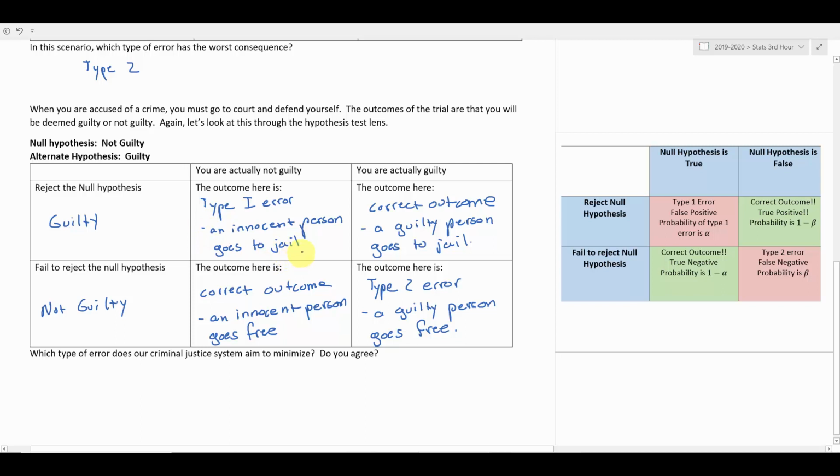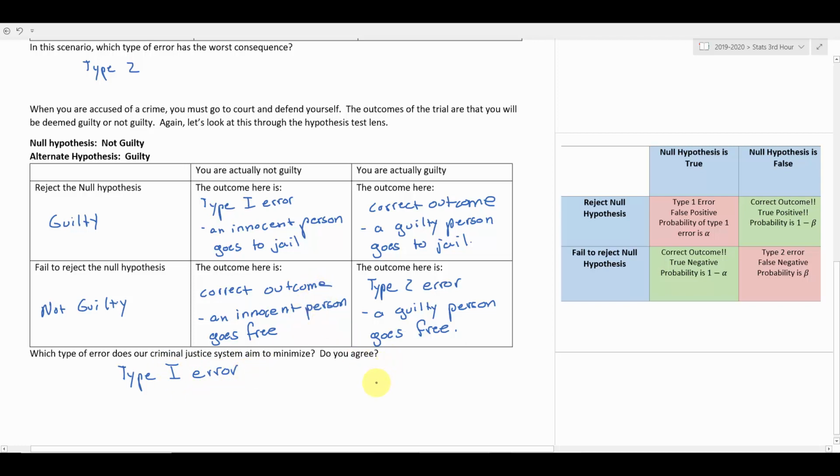We do not want to send an innocent person to jail and strip them of their liberties when they don't deserve that. All right, they would rather let this happen, and you can be the judge of whether or not you agree with that. But this is the one that our criminal justice system supposedly tries to minimize at all costs. Right, so type 1 error, we want to avoid sending innocent people to jail. So you can see that a different scenario leads to a different type of error being the worst type of error. Okay, so it just depends on the situation.